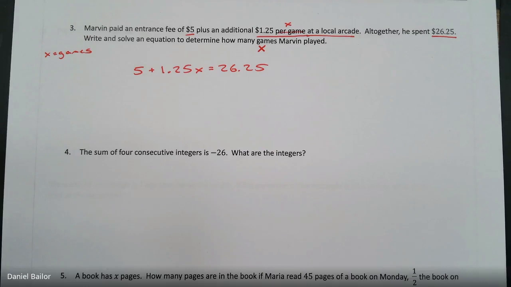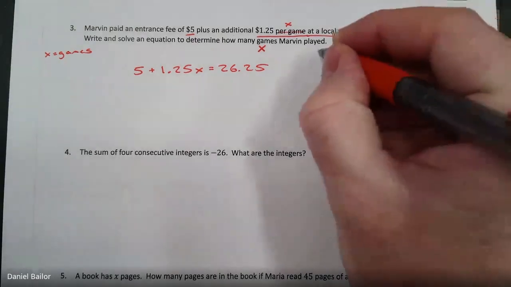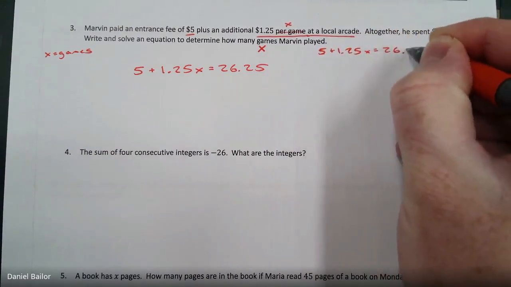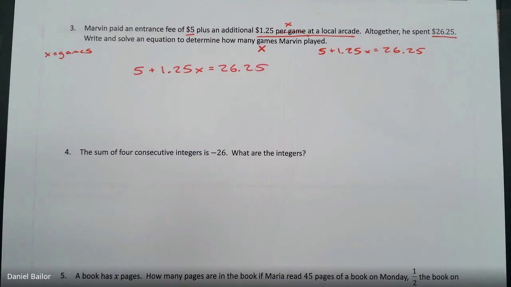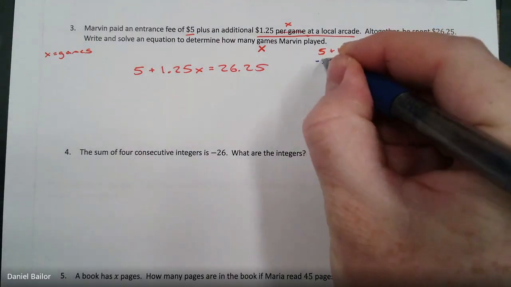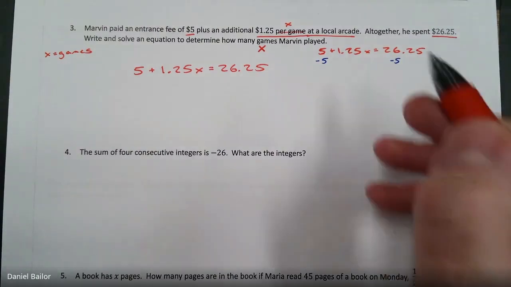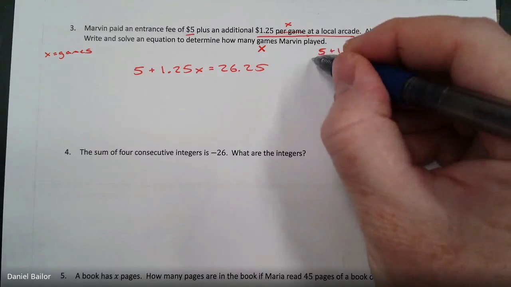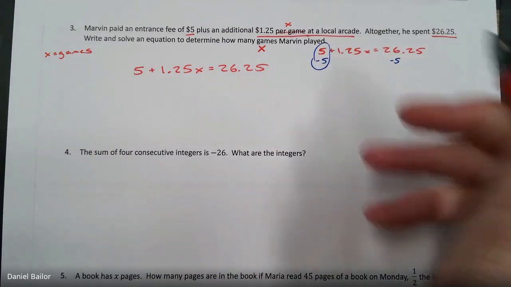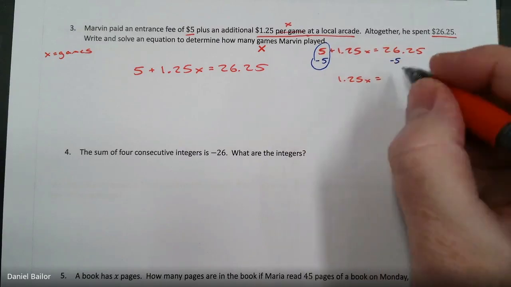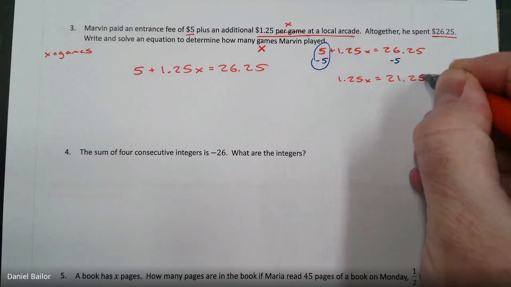So that's the first step. We wrote our equation. Now we need to solve our equation. So I'm actually going to solve it over here. First thing I'm going to do is I want only the x term. So I'm going to use the subtraction property of equality and subtract 5 from both sides. I change both sides the same way. 5 minus 5 gives me a 0. So I only have 1.25x, and 26.25 minus 5 is 21.25.